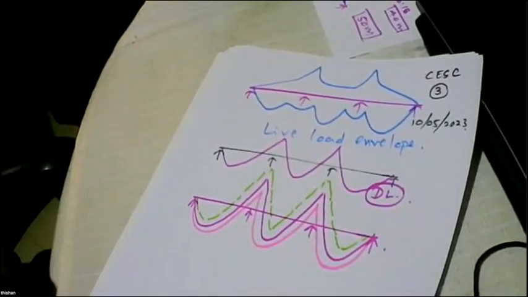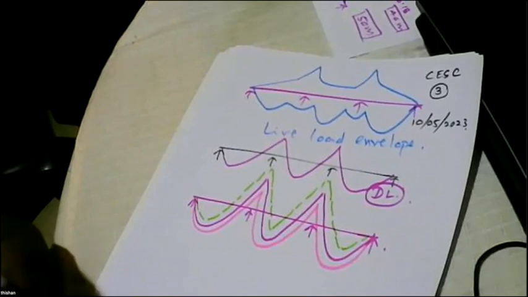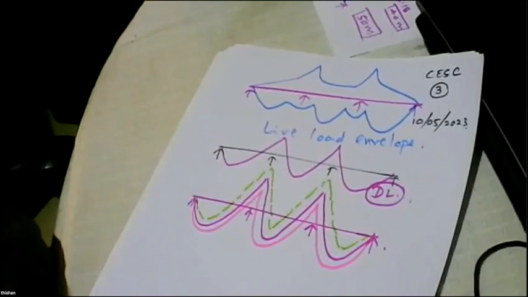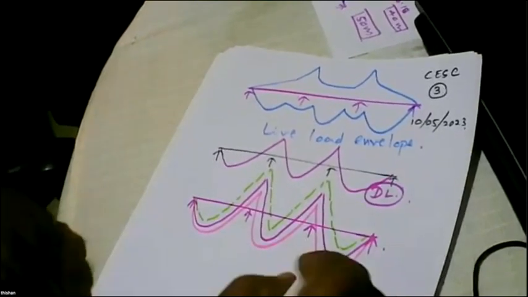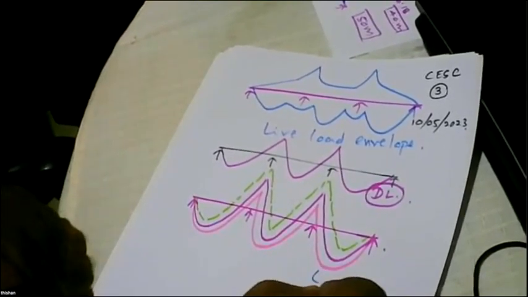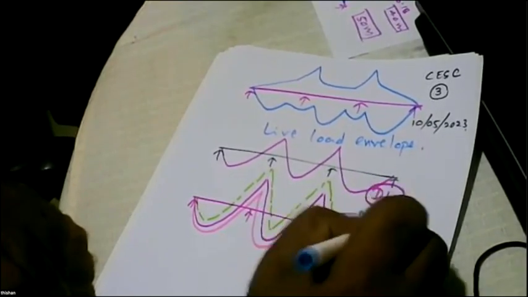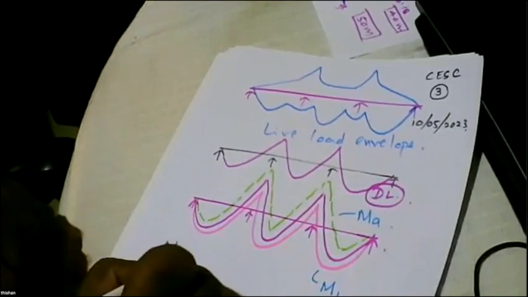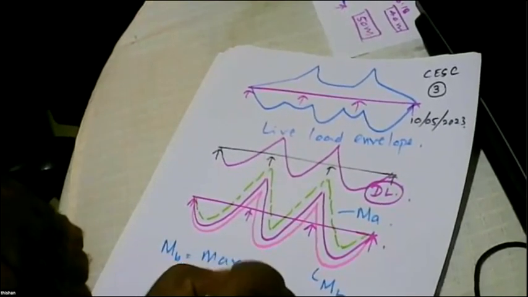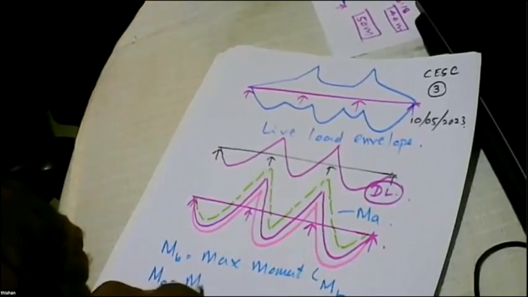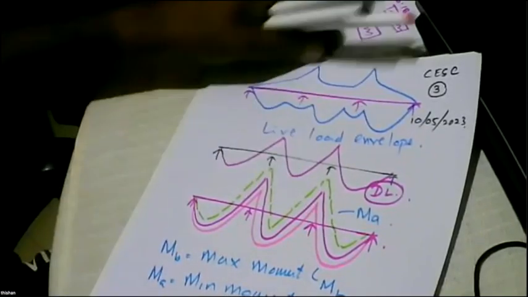To go like that. Then you might ask, so how are we going to identify them? We'll call this MB. We'll call this MA. So MB is maximum moment. MA is minimum moment. Okay. MA is maximum moment and MB is minimum.